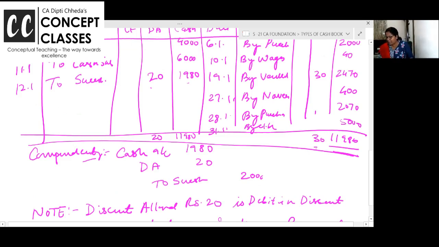In short, never balance the discount allowed and receipt. Don't write the balancing figure. Discount allowed or receipt को balance नहीं करना है. You don't have to balance the discount allowed and receipt. ठीक है? Got it? Easy.